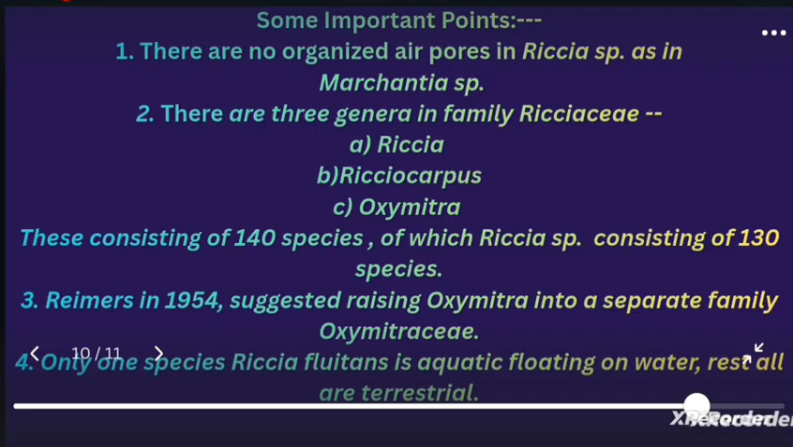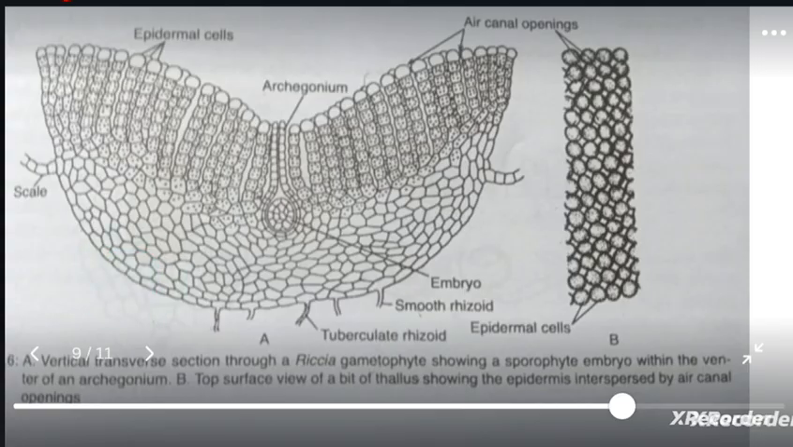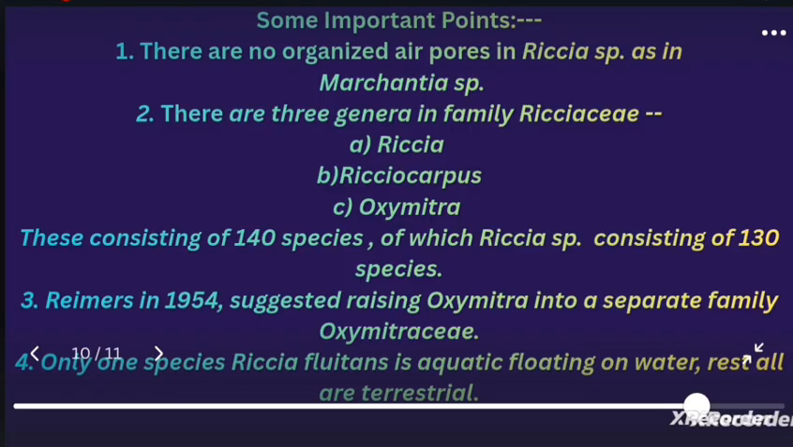And next I have some important points, that is the air pores. The air pores which you just saw in Riccia, these air canal openings, are not organized as in Marchantia. The air pores in Marchantia are organized. The family Ricciaceae is divided into three genera: Riccia, Riella and Oxymitra. These three combined form 140 species, of which Riccia alone consists of 130 species, Oxymitra consists of 9 species, and the third genus consists of just 1 species.